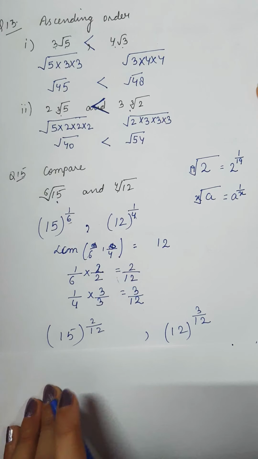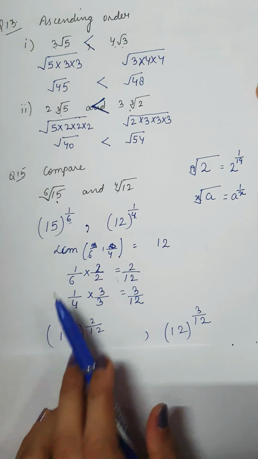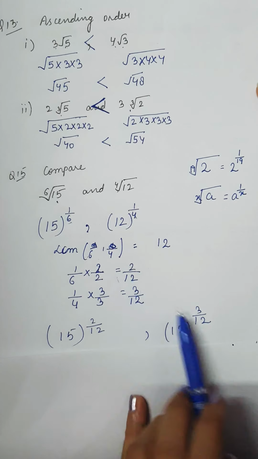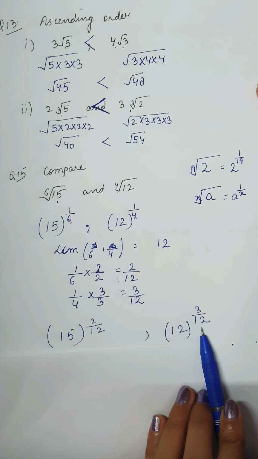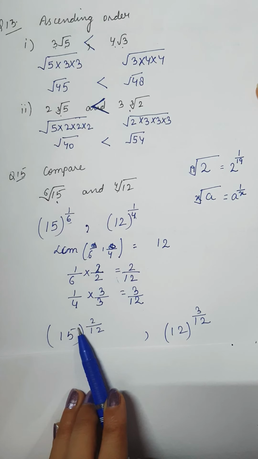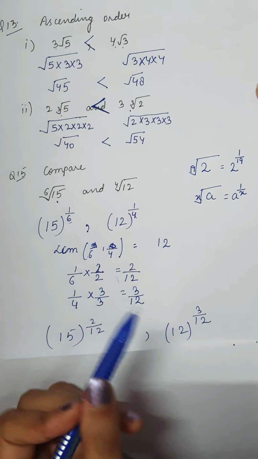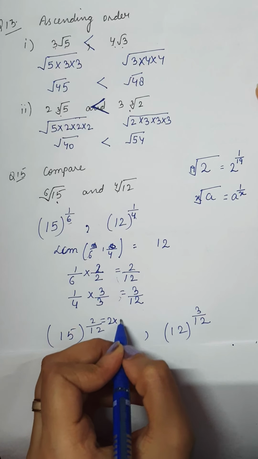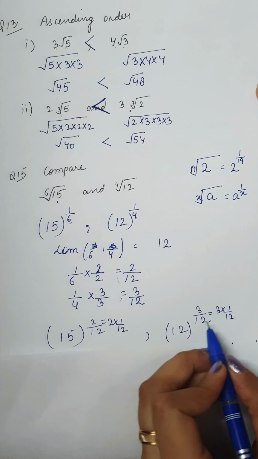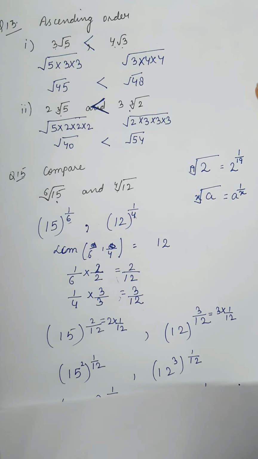So it will become 15 to the power 2 by 12; in place of 1 by 6, I have written its equivalent fraction. In place of 1 by 4, I have written its equivalent fraction. Now, according to the exponent rule, I can shift this 2 inside. This is actually 2 into 1 by 12, and the same way this is 3 into 1 by 12. So 2 and 3 I can take inside, like I have taken: 15 squared whole to the power 1 by 12 and 12 cubed whole to the power 1 by 12.